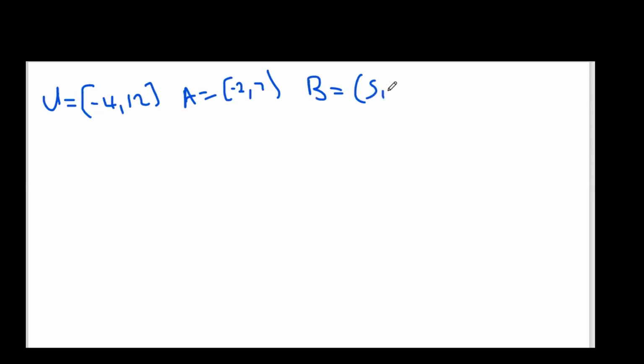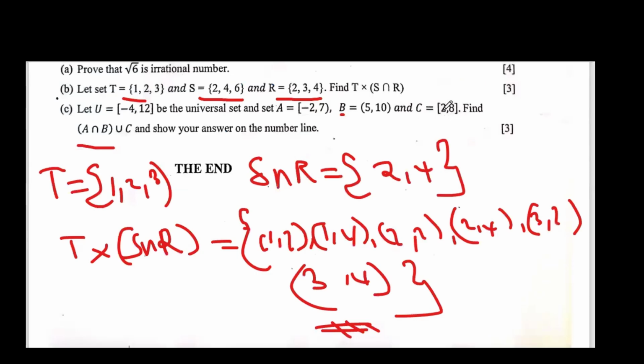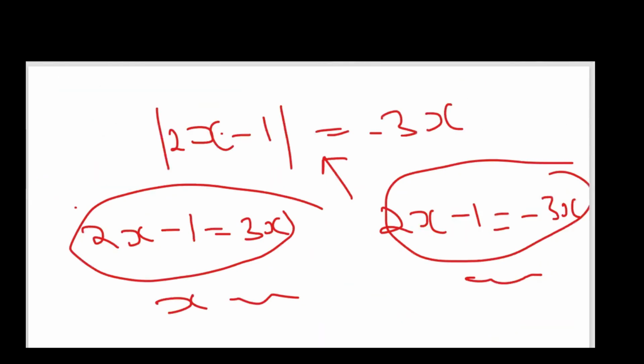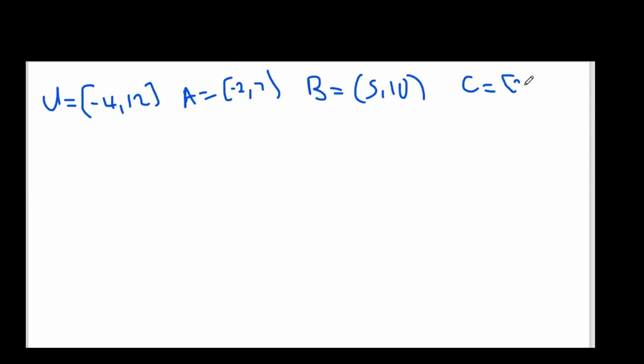Let's go on my board here. Saying the universal set is equal to the closed interval from -4 to 12. And then A was what? -2, I think, to 7. And then our B was 5 to 10. And then what was our C? I've forgotten, let me check. Okay, our C was the closed interval 2 to 8. So this is what we have.